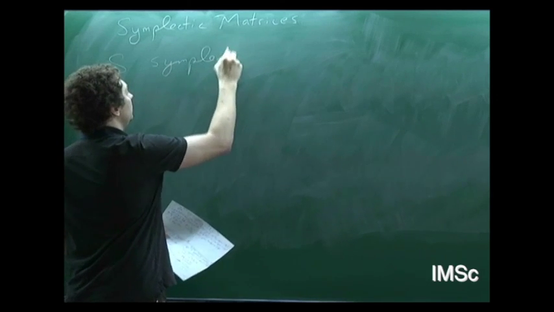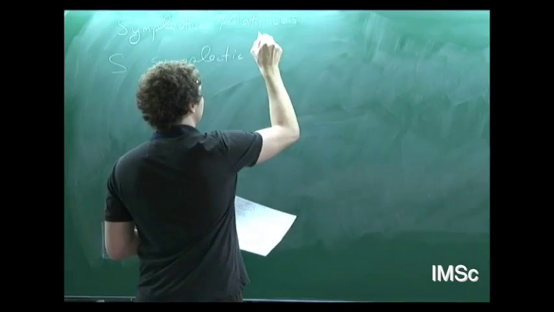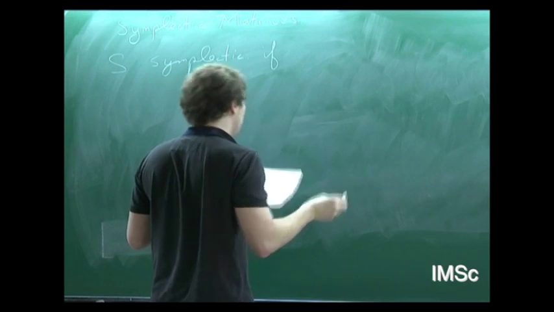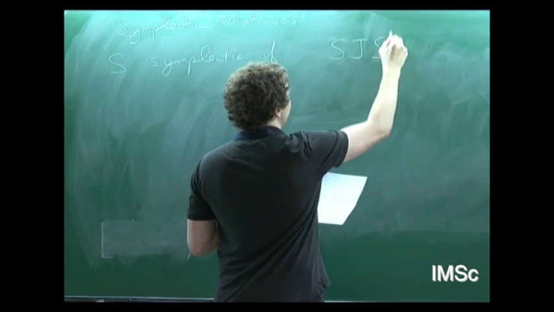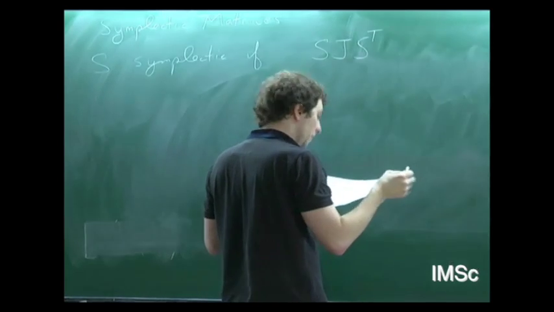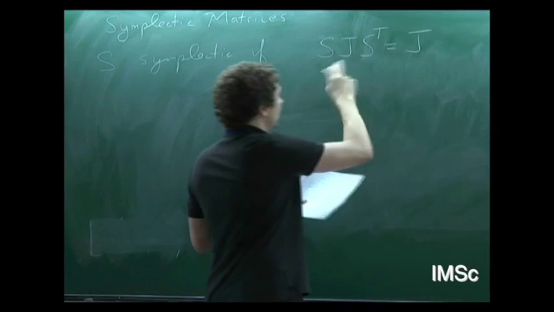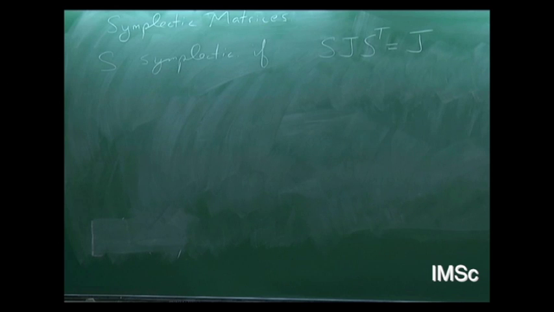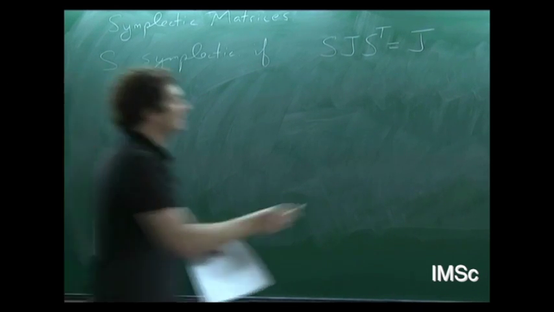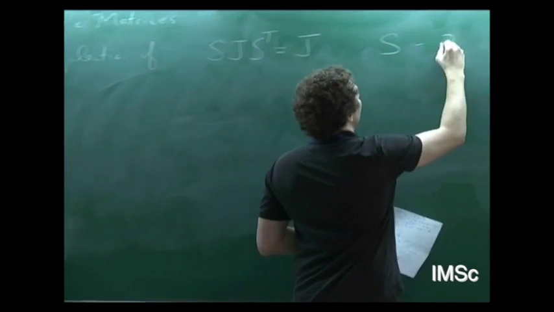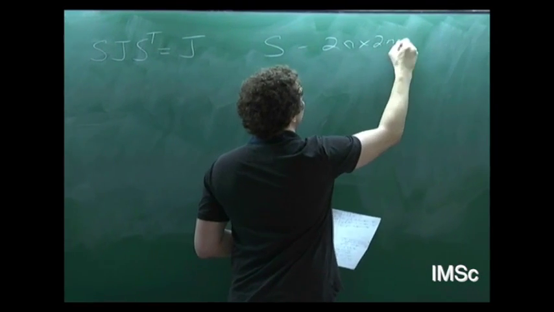Okay, so first let me just define what a symplectic matrix is. I'll call S symplectic if it leaves this J matrix, the symplectic form, invariant under conjugation like this. So S J S transpose is equal to J. Oh, sorry, yeah. S definitely has to be real. S is 2n by 2n dimensional, and it's real. It doesn't have to be symmetric, right?